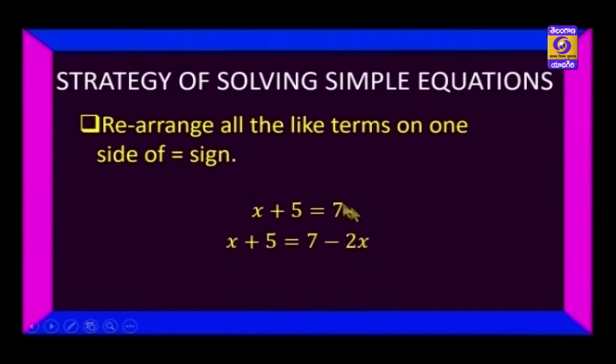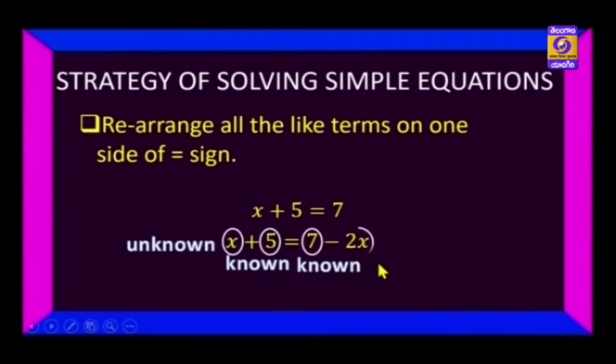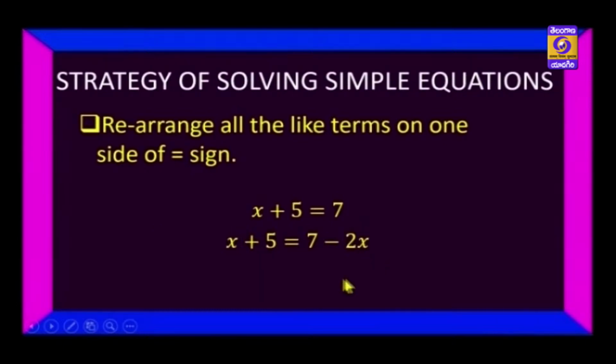Suppose you take another linear equation. Here this is an unknown term and 5 is a known term, 7 is also a known term and 2x is an unknown term because it contains the variable x. Now again what we need to do, we have to rearrange all the terms, that is all the unknown terms on the left side and all known terms on the right side. So that means we have to send 5 to the right side and we have to bring 2x to the left side. This is the rearrangement we have to do while solving the linear equations by the method of transposing the terms.